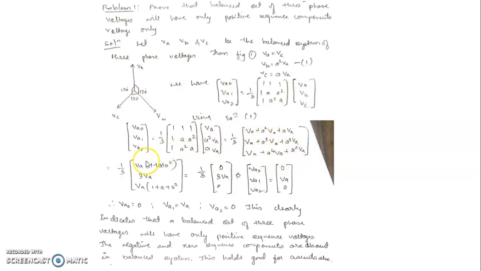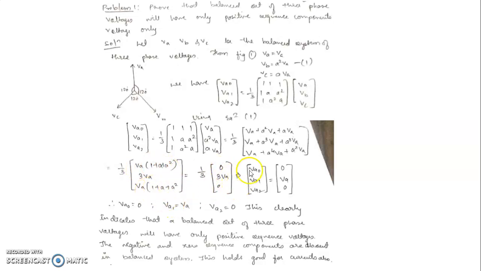In this equation VA is common, so take out VA, and here a cube is equal to 1. If I take that, VA plus VA plus VA will be 3 VA. Then similarly here, a raised to 4 is a square, we will keep it as it is. VA you take common. So here you can observe VA is common. If I take 1 plus a square, similarly here VA times 1 plus a square. We already know that 1 plus a square is 0. So VA into 0 is 0, VA into 0 is 0.